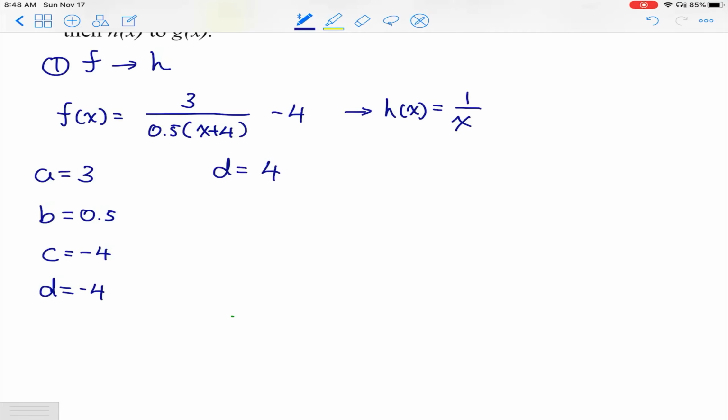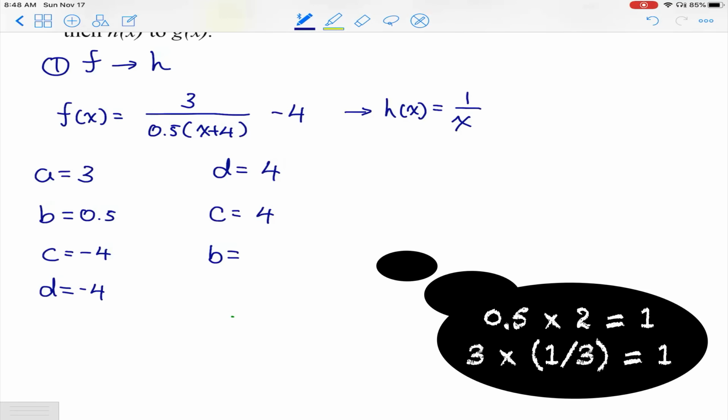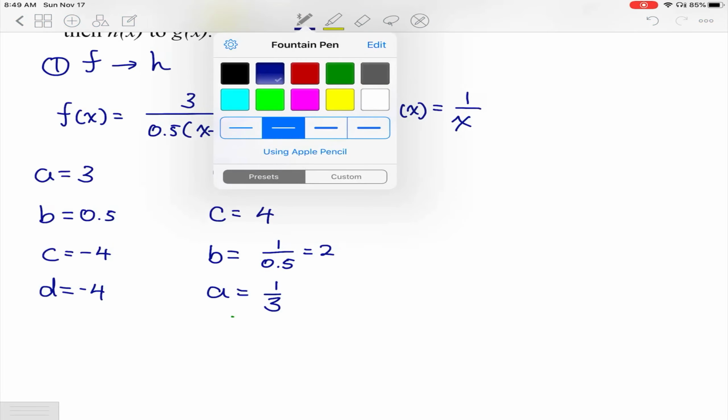Now d was negative 4, so it should be positive 4 now. Then c should also be positive 4. b is then the reciprocal: b was 0.5, so it becomes 1 over 0.5, which is 2. The last one is a, which is then 1 over 3. So after this, everything becomes quite simple.